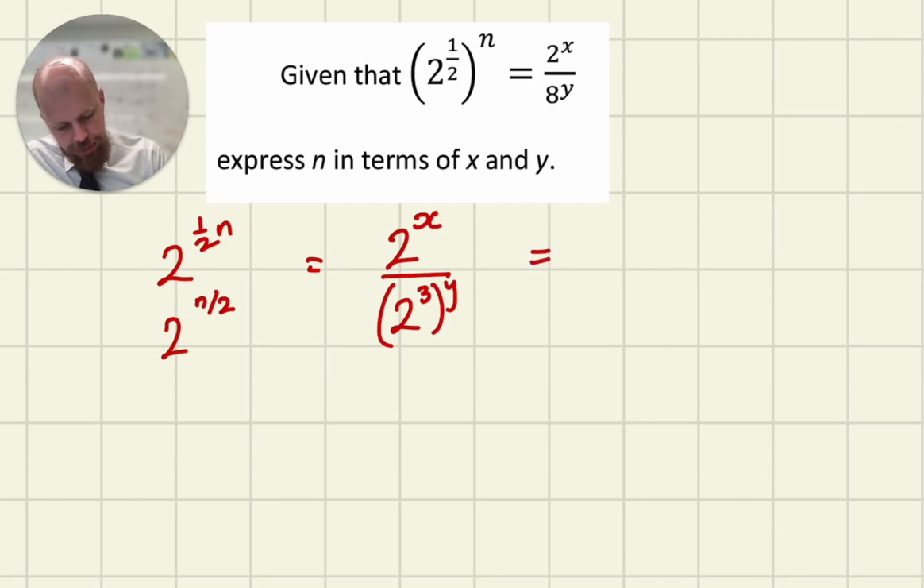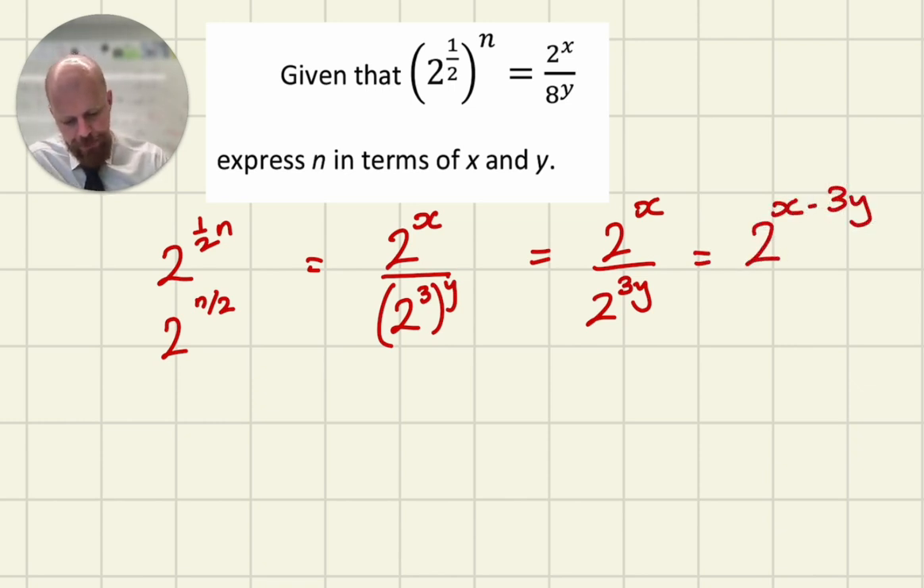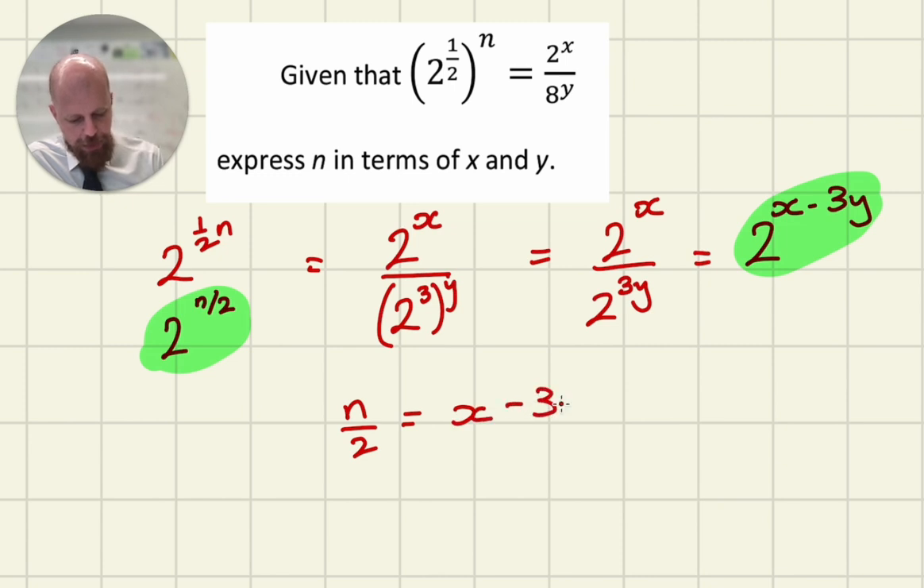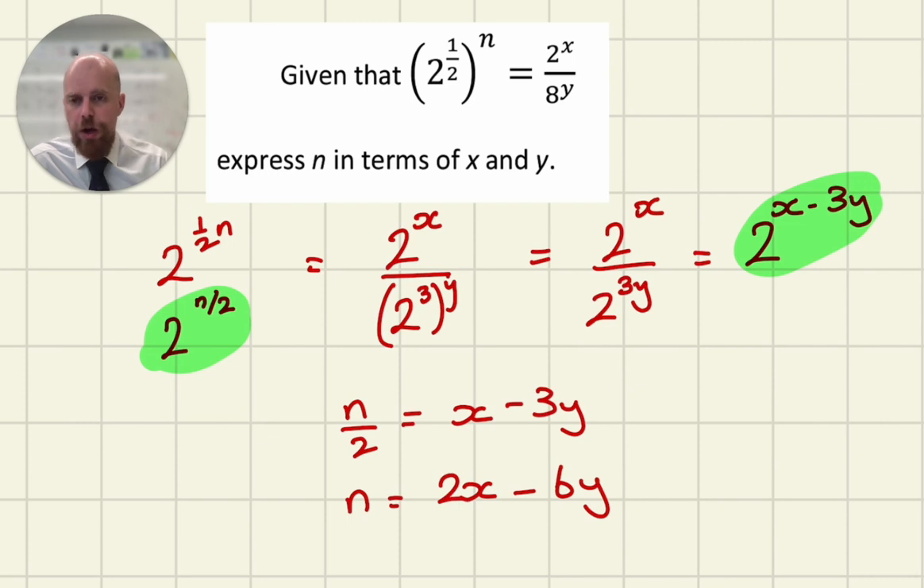And again, I will expand the bracket, so 2 to the power of x over 2 to the power of 3y. And we know that when we're dividing, we subtract the powers, so that just gives me 2 to the power of x minus 3y. Now I have actually the answer. Pretty much I have 2 to the power of n over 2 on the left, and on the right I have 2 to the power of x minus 3y, and therefore n over 2 is x minus 3y. And to get n by itself, I just multiply it by 2, so n is 2x minus 6y.